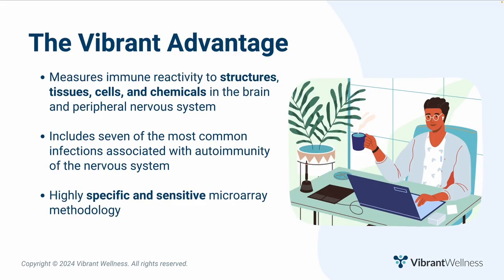In summary, Vibrant's NeuroZoomer Plus test uses highly specific and sensitive microarray methodology to measure immune reactivity to structures, tissues, cells, and chemicals in the brain and peripheral nervous system. And it does this alongside 7 of the most common infections associated with autoimmunity of the nervous system, helping identify the root cause or causes of many neurological symptoms and manifestations.